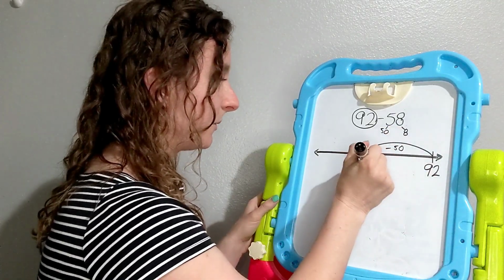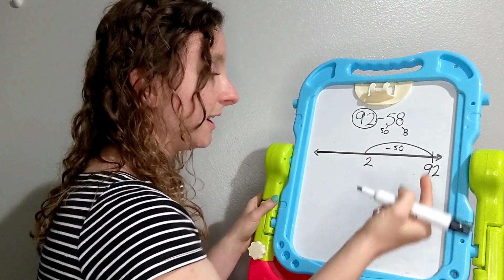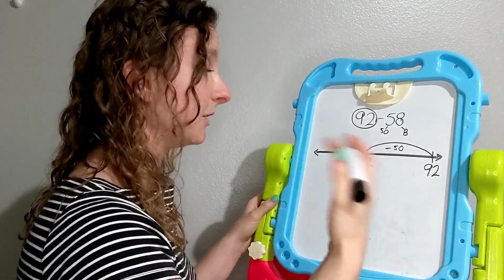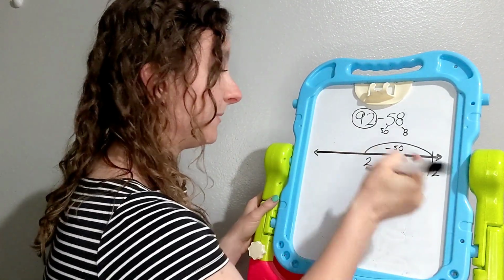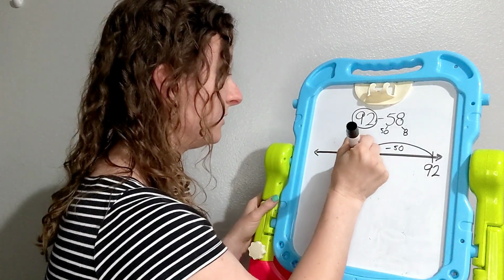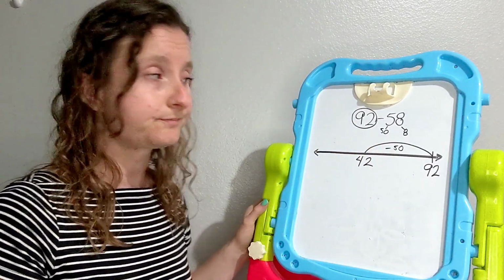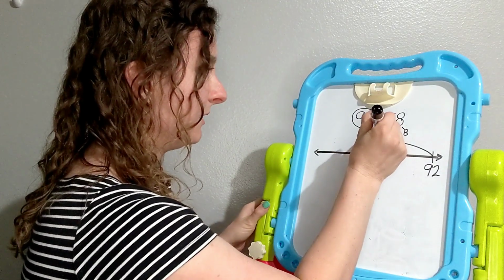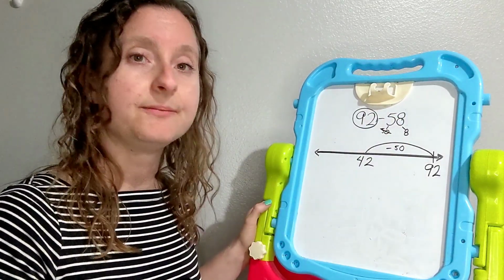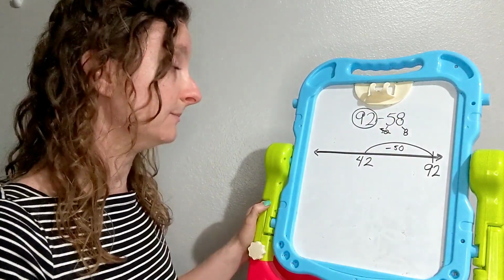My ones place is going to stay the same. My 9 in the tens place is going to go down by 5. So instead of it being 92, now it's going to be 42. So I've taken away my 50. Now I need to take away 8 more.